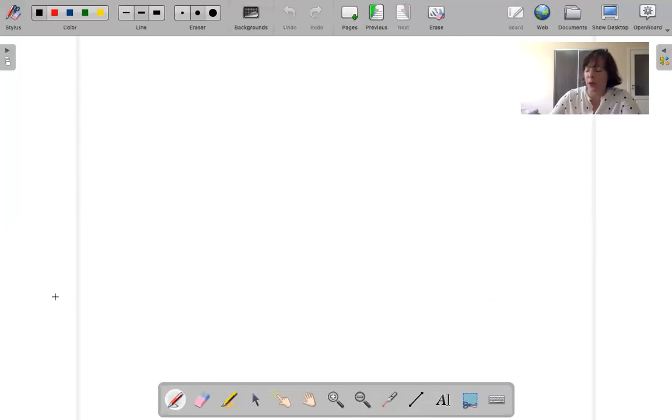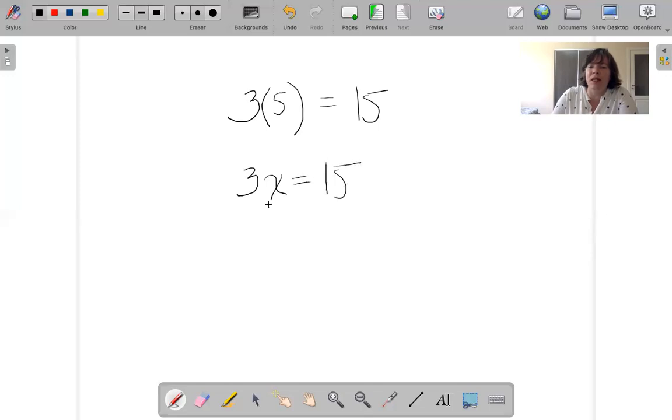Now, one more quick thing. I'm going to give you in simple terms, 3 times 5 equals 15. This means 3 times 5, right? 3 multiplied by 5. And if I do 3x equals 15, you know we're multiplying these. This is 3 times x.